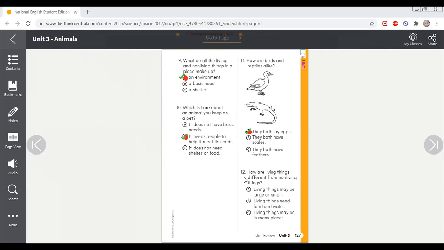Now, question number 12. How are living things different from non-living things? A. Living things may be large or small. Living things can be big or small. B. Living things need food and water. So all living things, they need food and water. And C. Living things may be in many places. So you can find living things all around you in many places. So which one is the correct one? What is the difference between the living things and the non-living things? Is it A, B, or C?